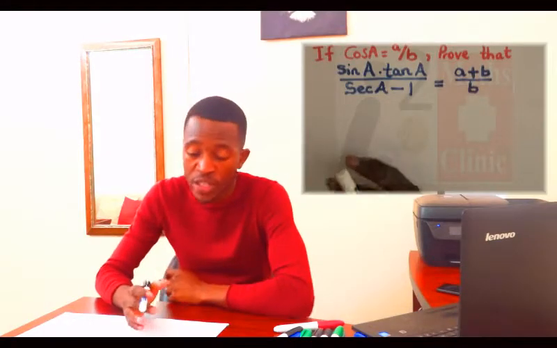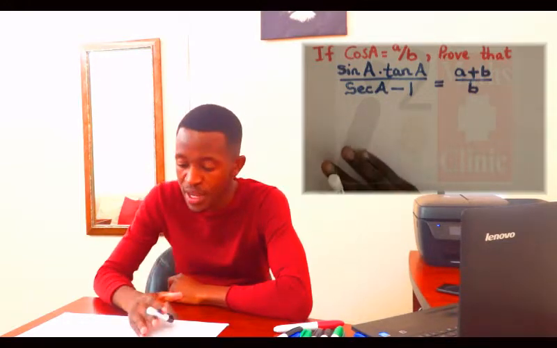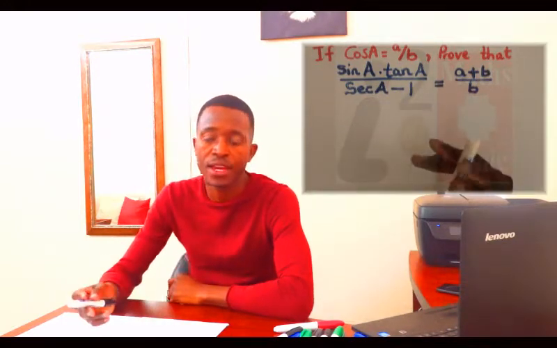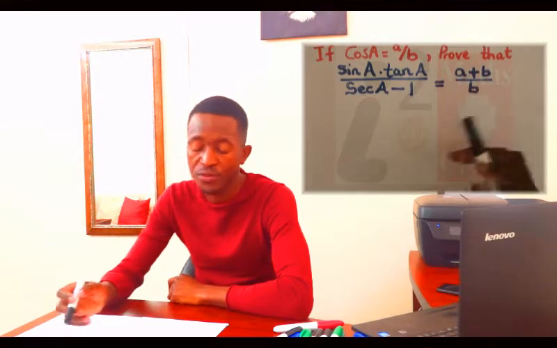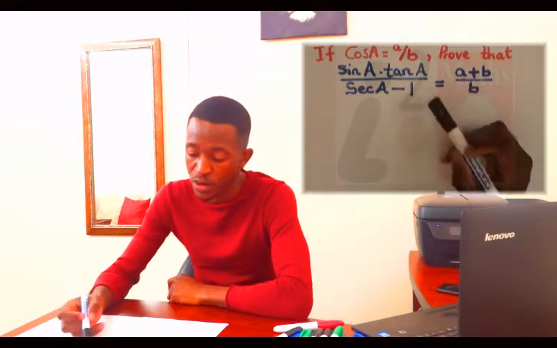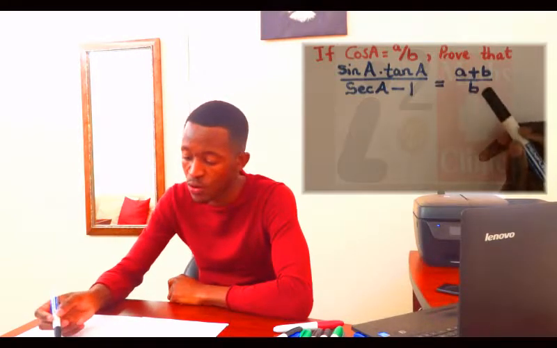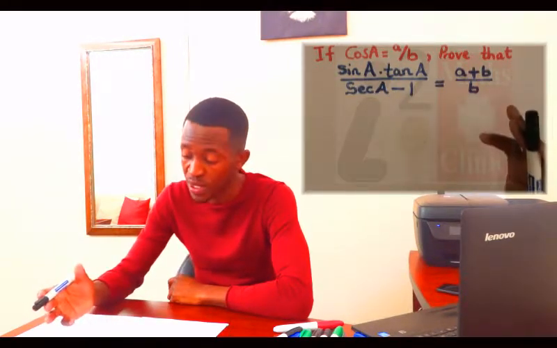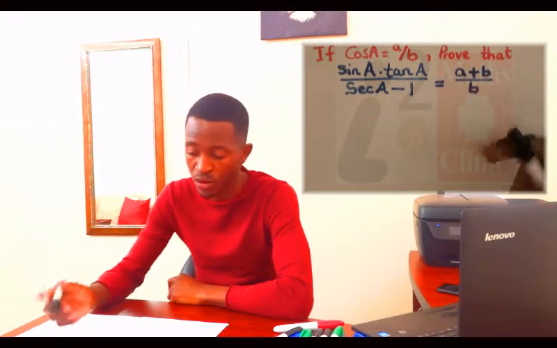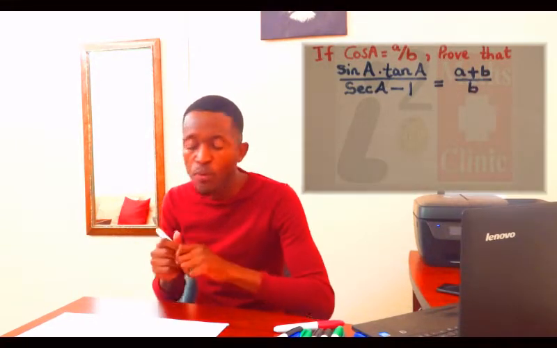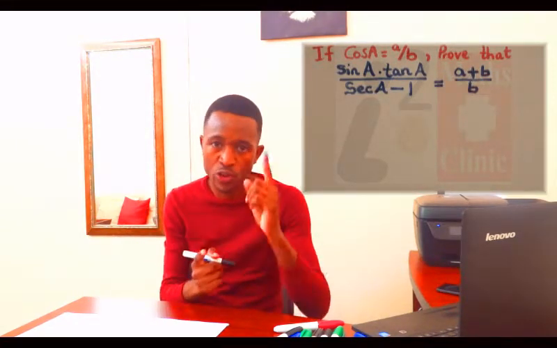Now, the question: if cos of A equals A over B, prove that sine of A times tan of A divided by sec A minus 1 equals A plus B divided by B. Okay, so in this proof, we're going to choose one side up.